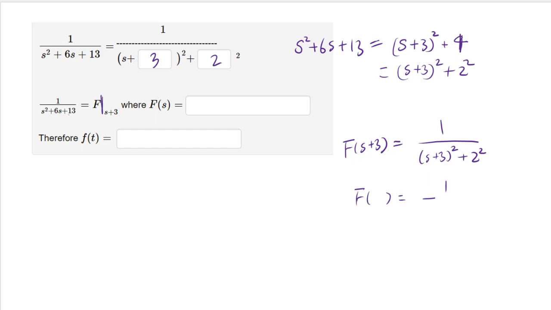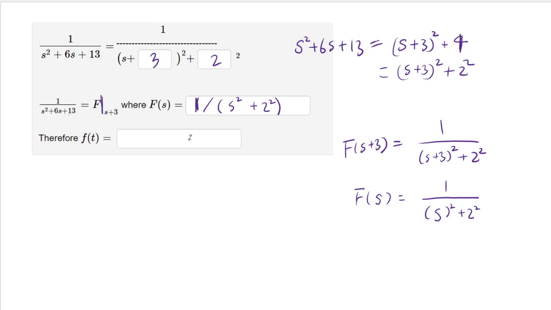Well, here's how you figure it out. First, identify s plus 3 in both cases, and empty that. So you know that it's this function where you plug in s plus 3 on the left and s plus 3 here so that they're equal, right? But now, because we're trying to look for F of s, you put s here, you put s here, and that's it. So the answer for this would be 1 divided by s squared plus 2 squared.